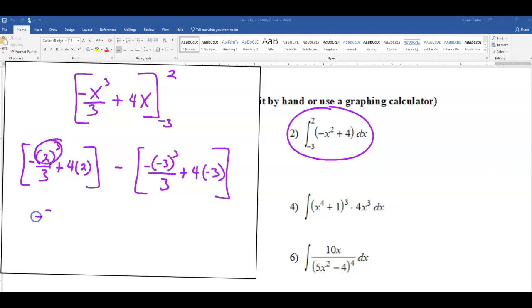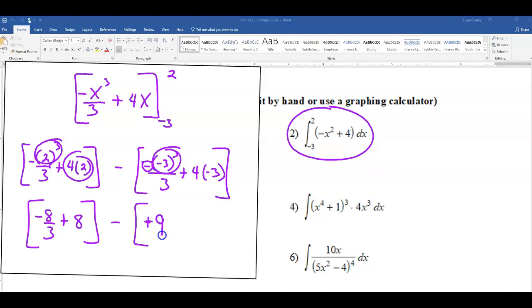So that's going to be a negative 8 over 3. That's going to be an 8. That's going to be a negative 27. Now the negative in the front causes it to become a positive 27. And then 27 over 3 is 9. So that whole thing simplifies to become 9. And this is minus 12.